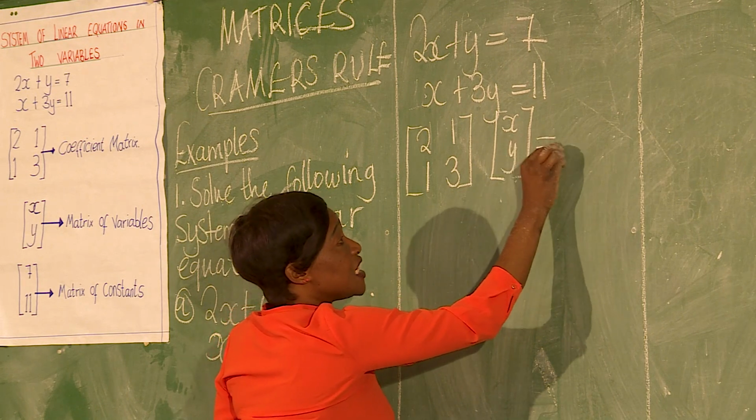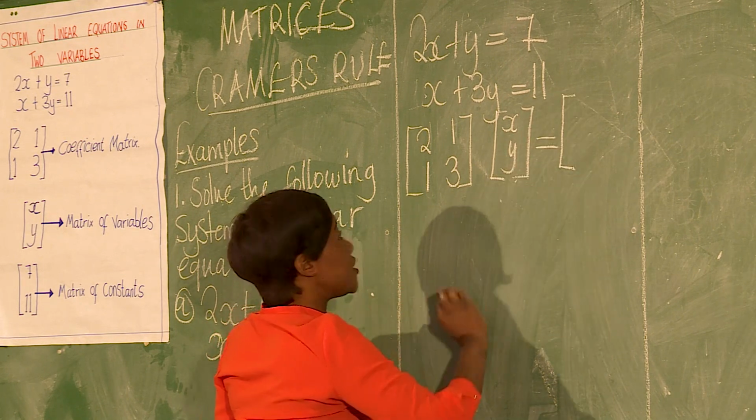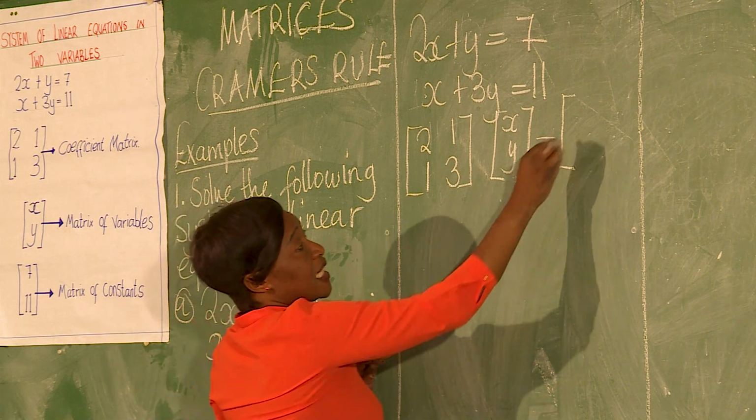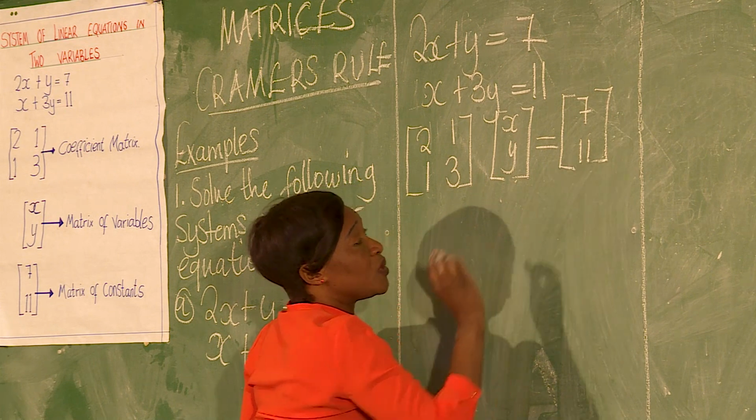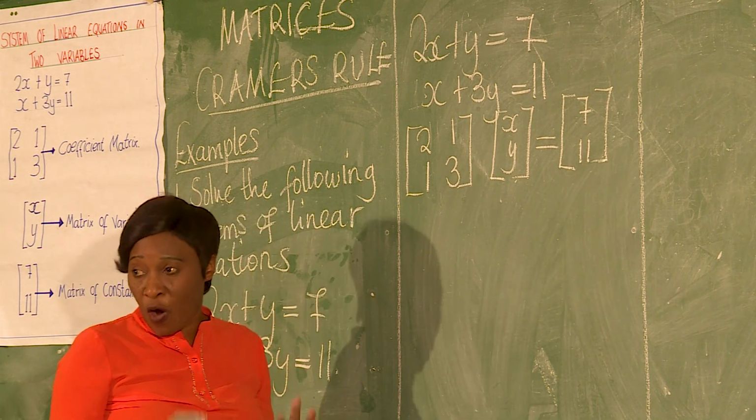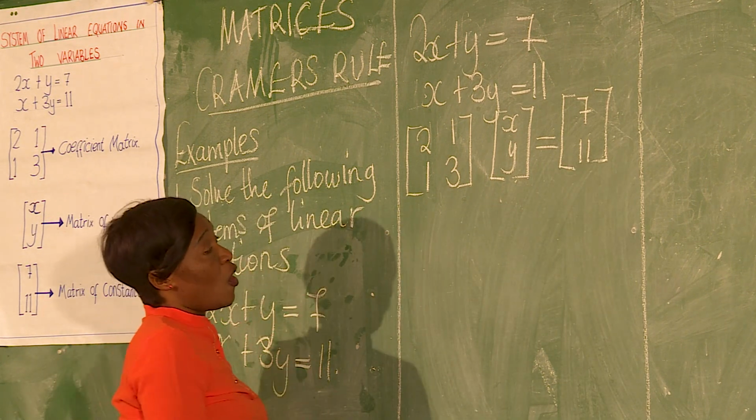Then we equate this to the last matrix, which is the matrix of constants, which is 7 and 11. All of them are supposed to be written in matrix form. Alright? Then we move on.